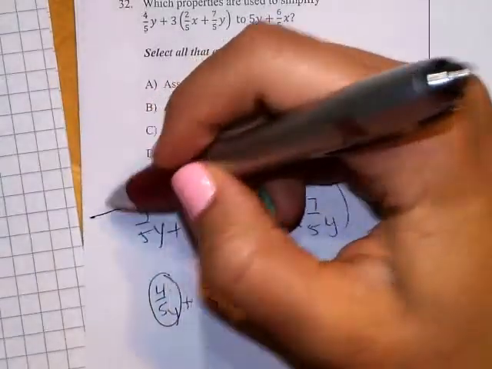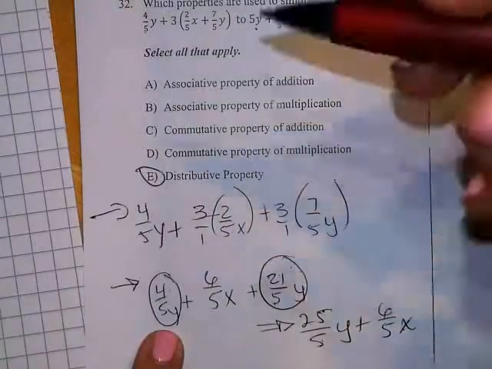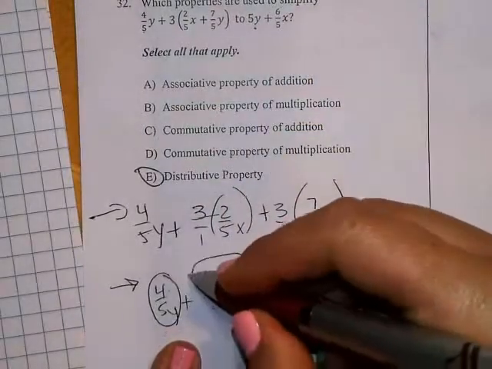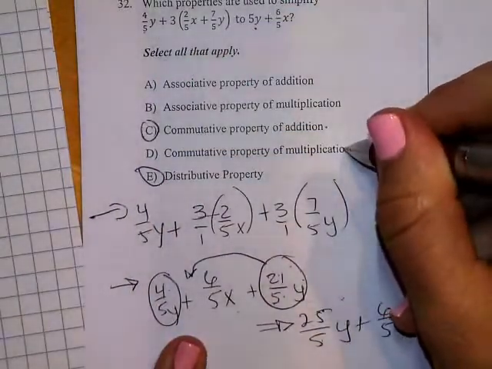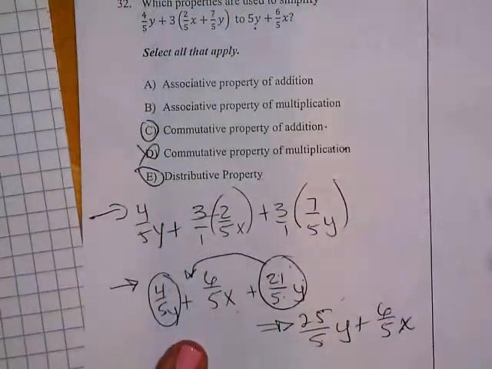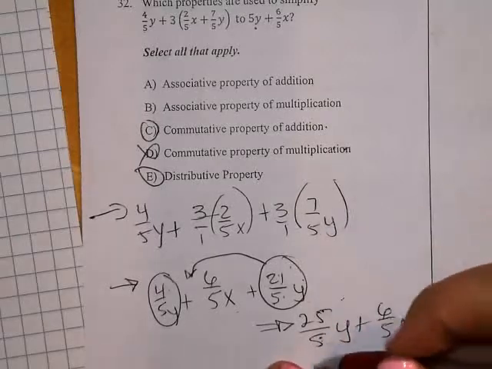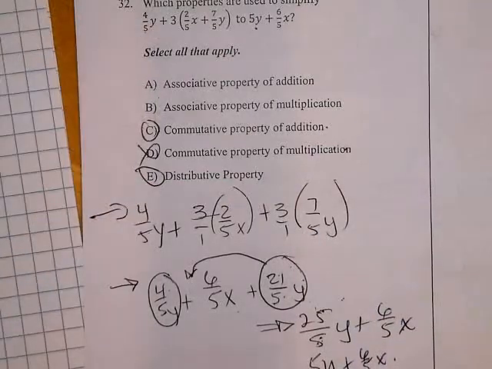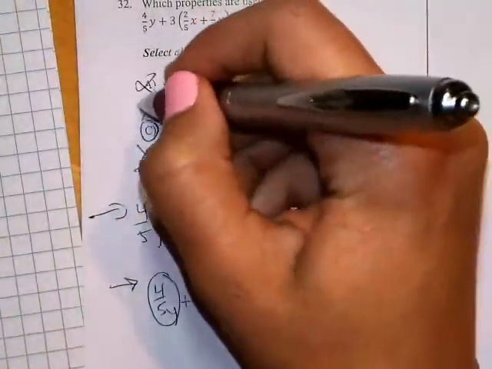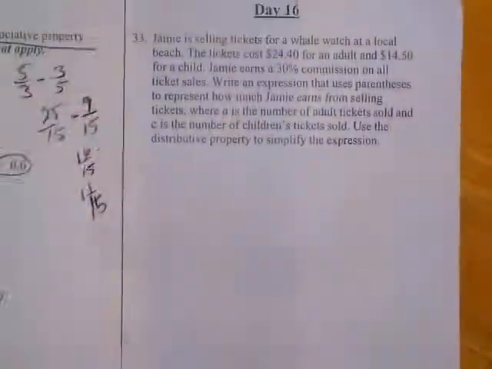Alright, so look at the steps that I took here. First, I applied the distributive property. Then in order for me to combine these two, I had to move the order of addition, making it C. I did not multiply them. Okay? Then I double check though. I don't want to give you the wrong answers here. Then I just simplified. 5 into 25 makes this 5y plus 6 over 5x. I didn't change the groups. I didn't change any of these groups. So it's neither of those. All right.